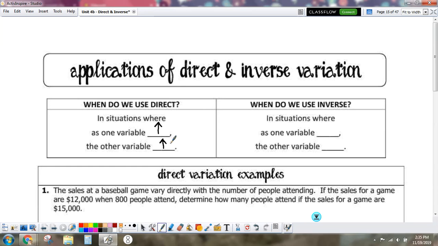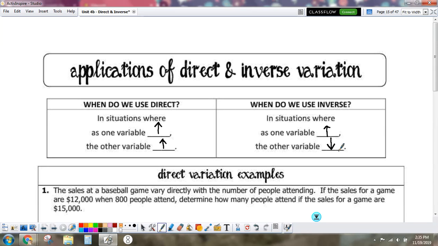If we're going to use inverse variation, as one variable increases, the other one decreases. It can either be the first thing going up and the other one going down, or vice versa. As long as one thing is going up and one thing is going down, that means we're using inverse variation. Direct variation, they both go up or they both go down. Inverse, one goes up and one goes down.